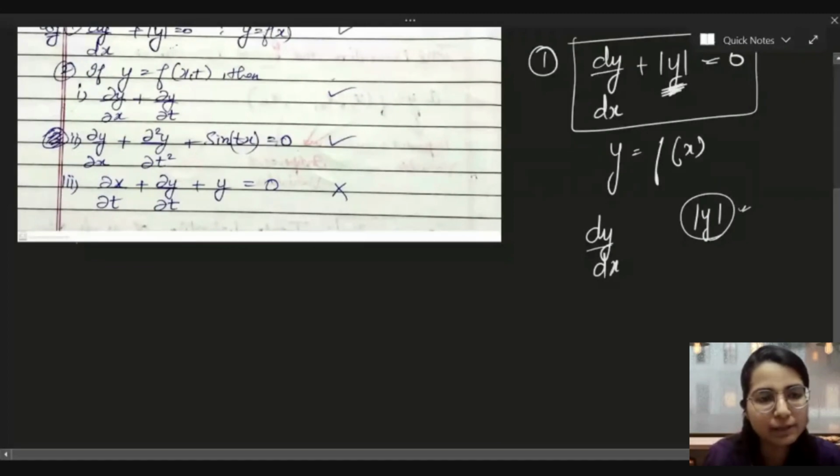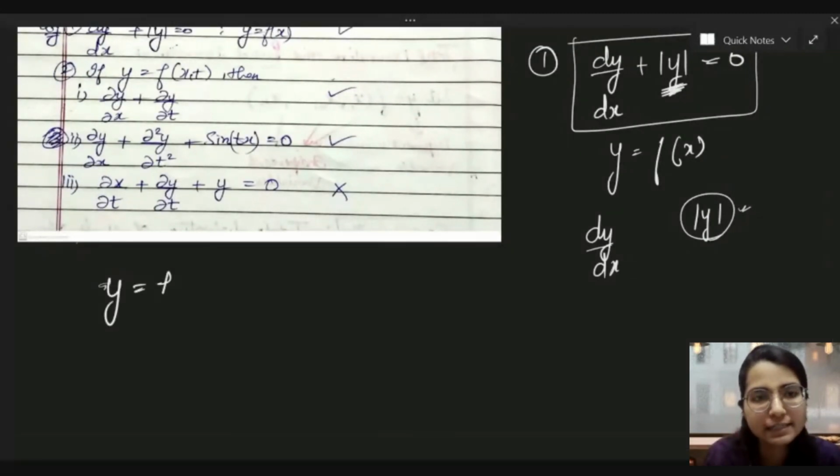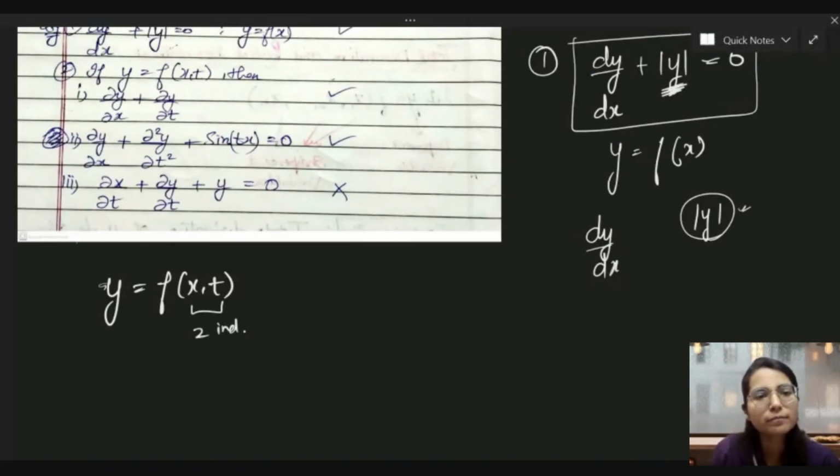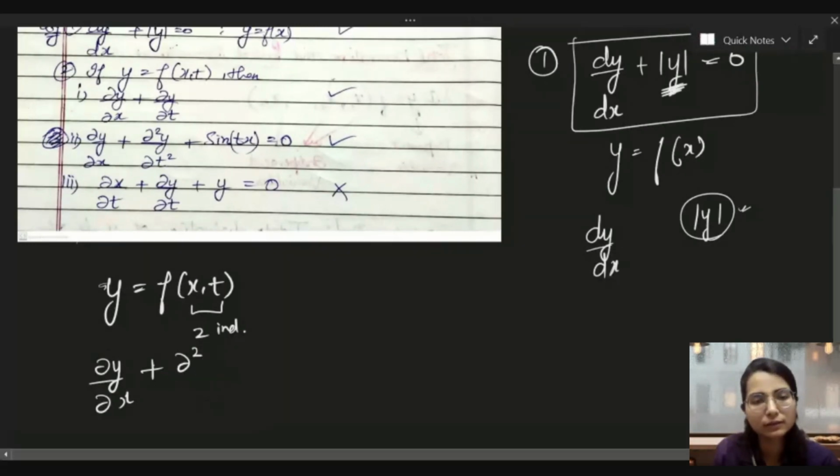Now the second example says, if y is some function of x and t, there are two independent variables. In this case, you see del y over del x plus del y. We could also have more than one order of partial derivatives. Del t square is equal to 0. Let's say this is our equation.